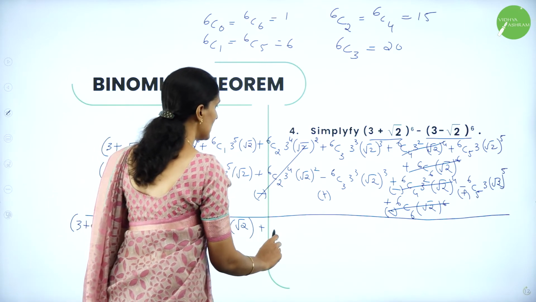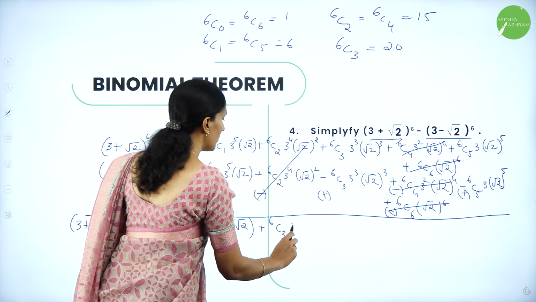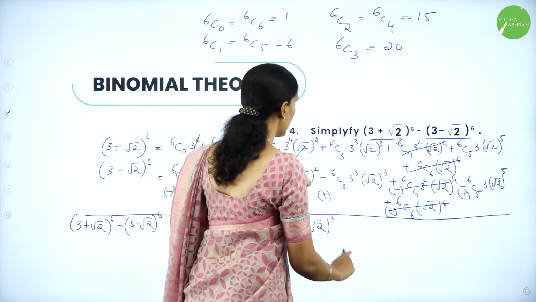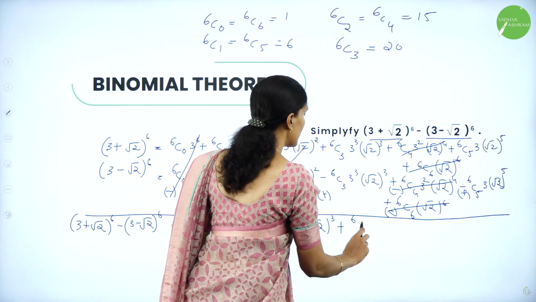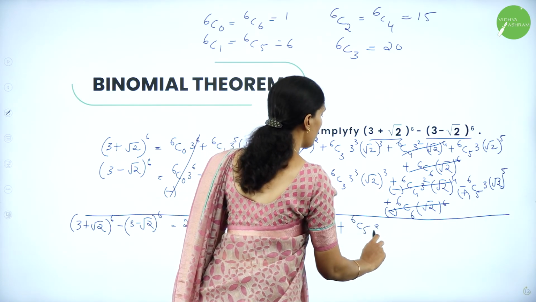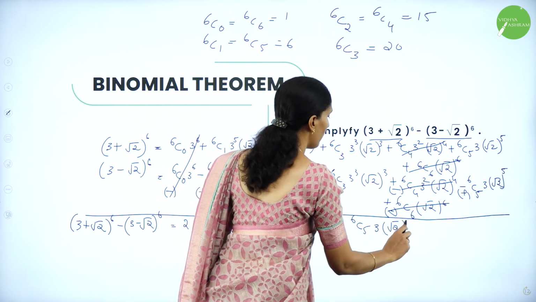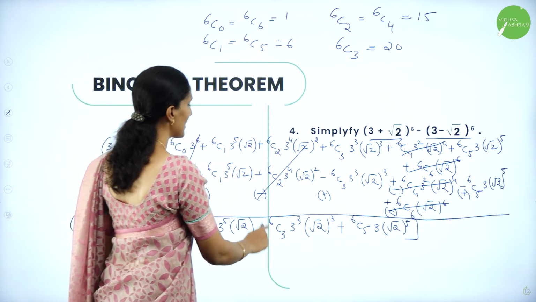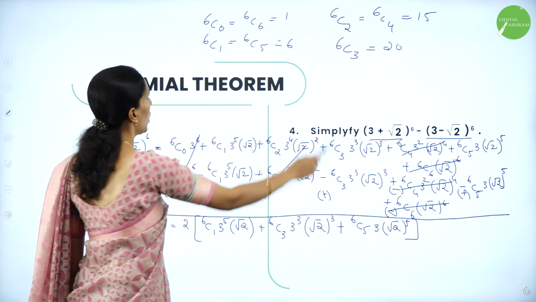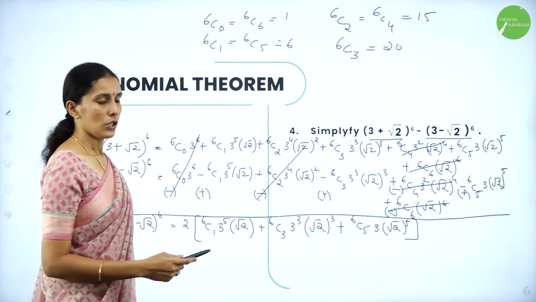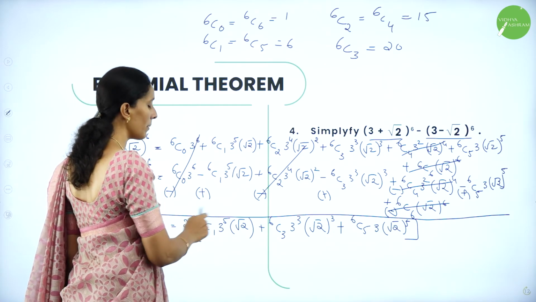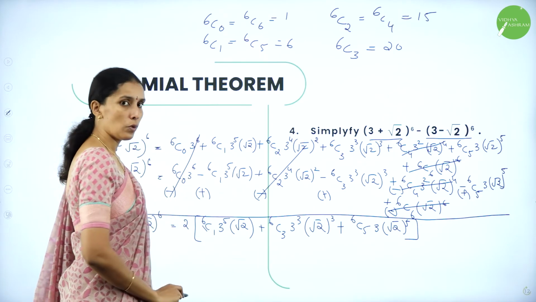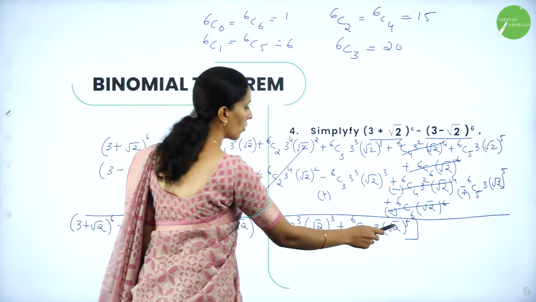Again, plus 6c3, 3 cube, root 2 whole cube. Next, we have 6c5, 3 root 2 whole power 5. So now, just replace the coefficients 6c1, 6c3, 6c5 with the values given here. So when you have replaced, then 3 power 5, that is 3 cube and 3 we have. So root 2, here also root 2 we have, here also root 2 we have.